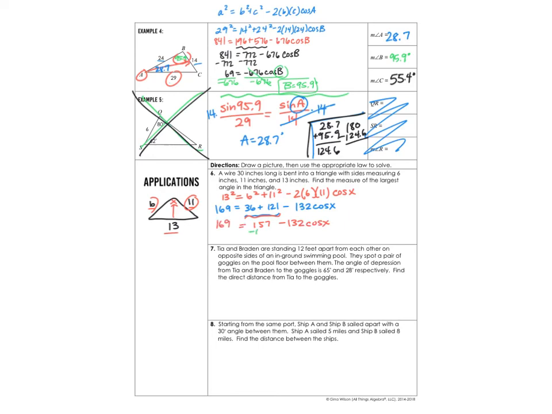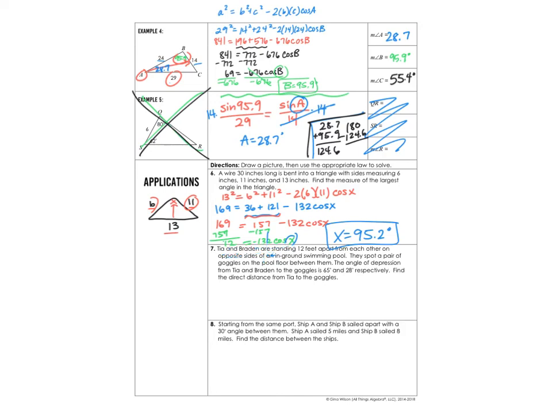So now we can subtract 157. You get 12 equals negative 132 times the cosine of x. Now, to get rid of the 132, you're going to divide. And so when you're finding the angle, remember you do the inverse. So shift cosine of 12 divided by negative 132, and that's 95.2. And it was an angle, so it's degrees.